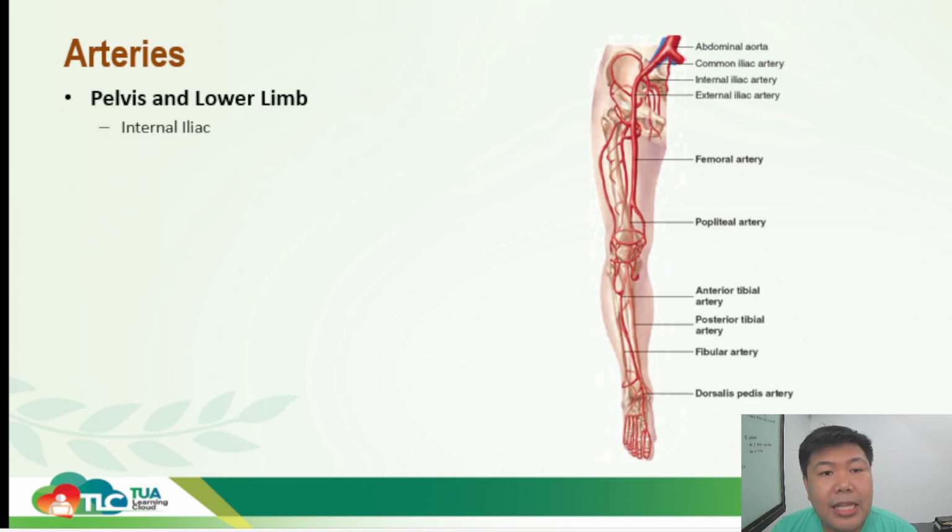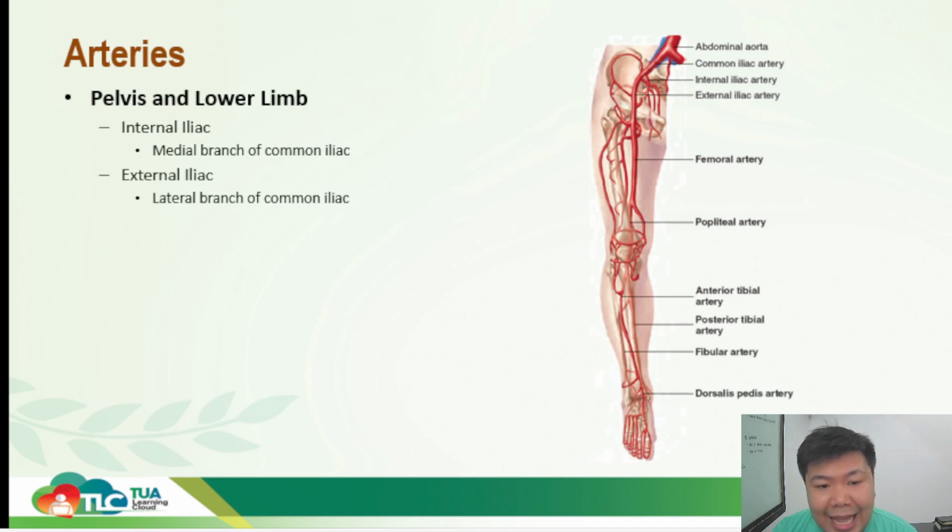The common iliac artery divides into two. The first is the internal iliac, which is the medial branch of the common iliac and provides blood to the pelvic organs, while the external iliac is the lateral branch of the common iliac. And the external iliac is the one that goes down to the lower limb.